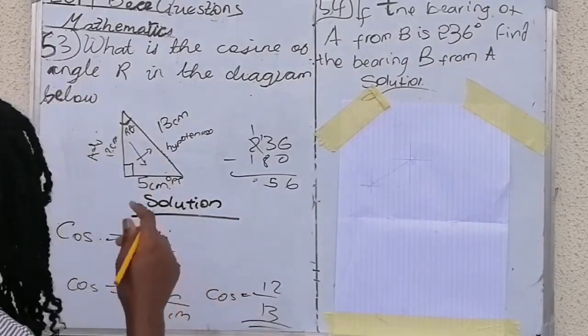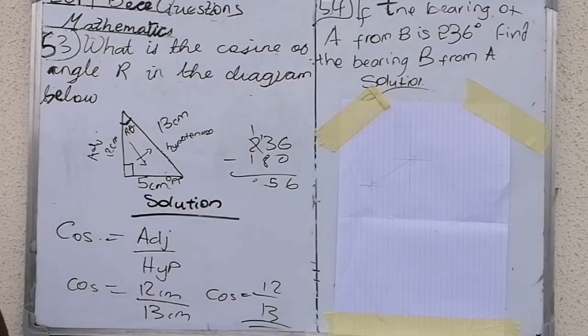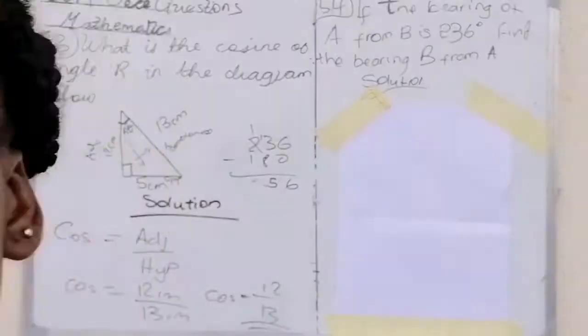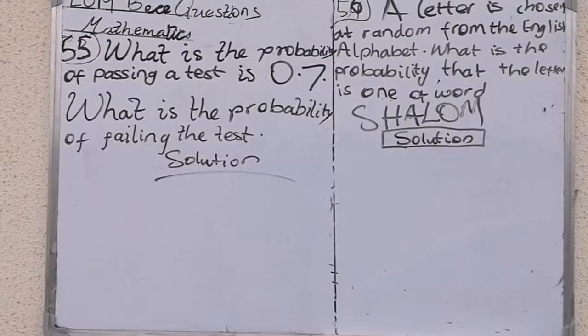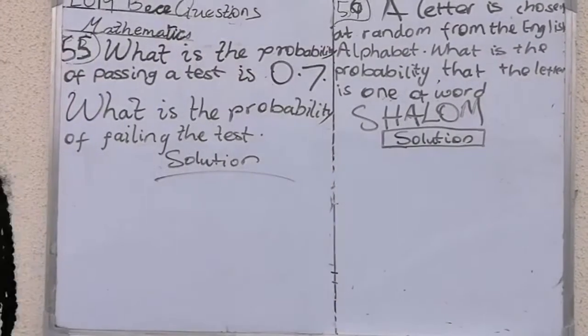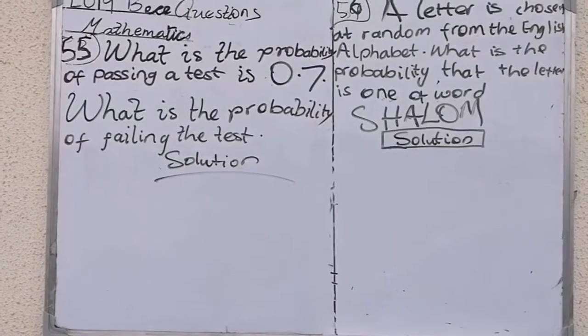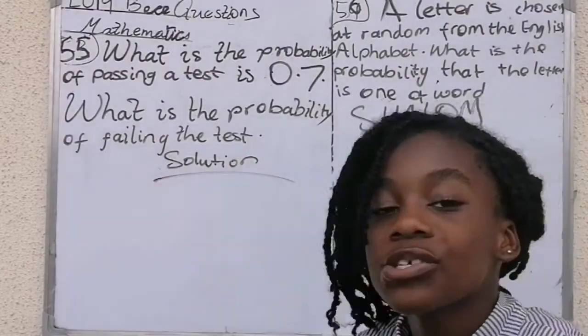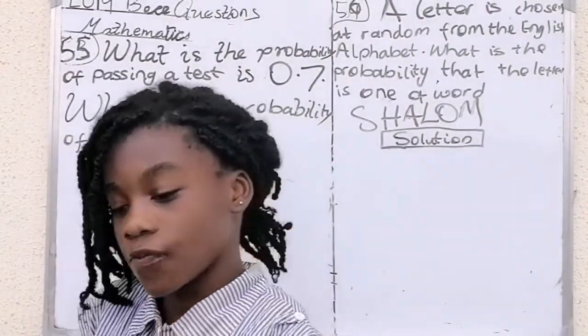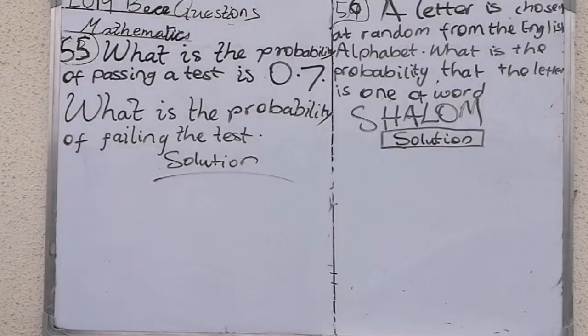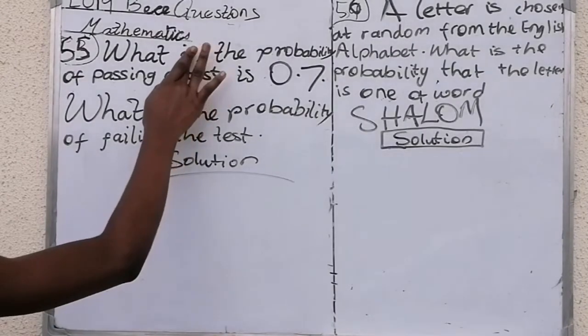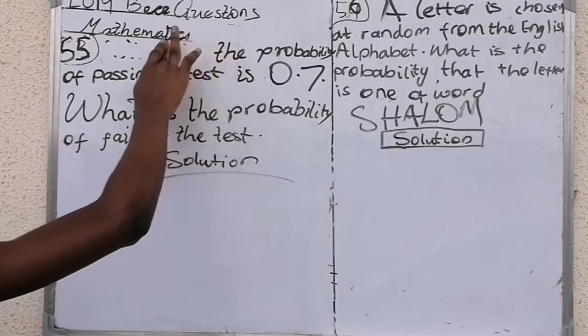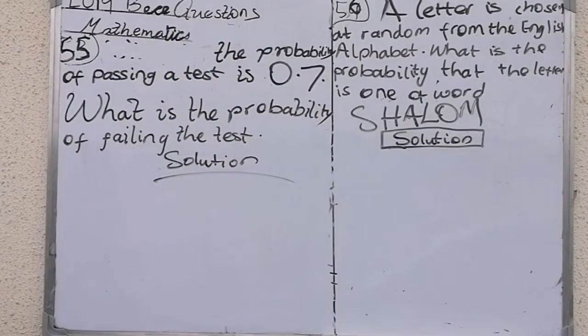So we're moving on to question 55. We are taking question 55 now. What's the probability of passing, my mistake, the probability of passing a test is 0.7. What's the probability of failing the test?